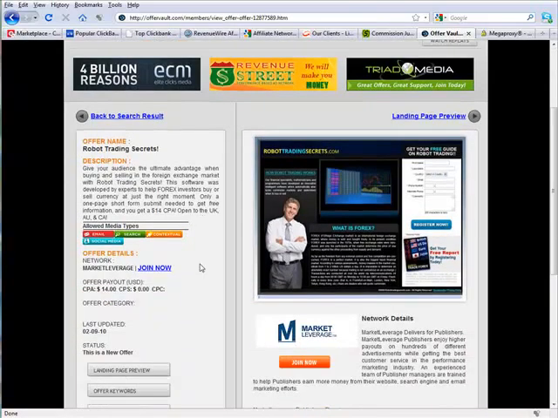So there's an offer through Market Leverage that pays $14 to get free information. This is an email submit. The visitor fills out this form right here, clicks register now to get the free report, and you get paid $14 for directing them to do that. So there we go.